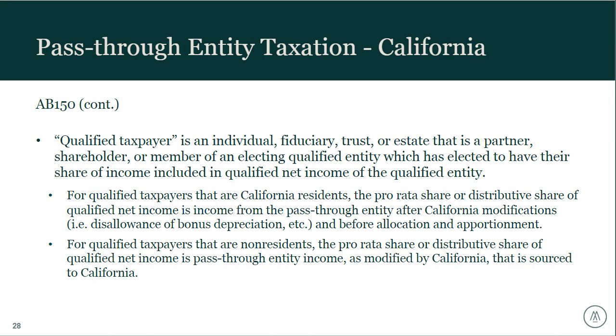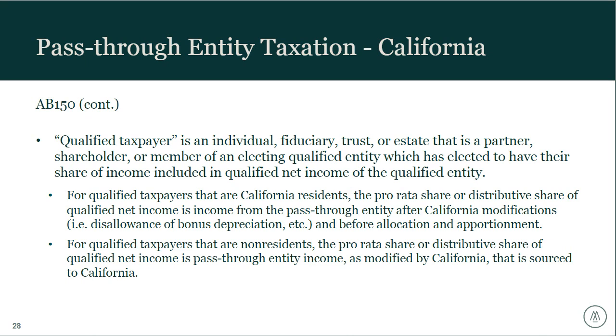That means single-member LLCs do not qualify, and you cannot look through that single-member LLC to have the member of that single-member LLC be a qualified taxpayer. As a result, we'll need to consider either dissolving that single-member LLC or creating a partnership out of that single-member LLC to take advantage of AB 150. The other entities that cannot qualify are corporations and partnerships.